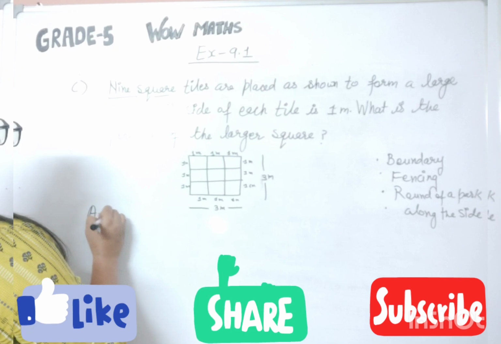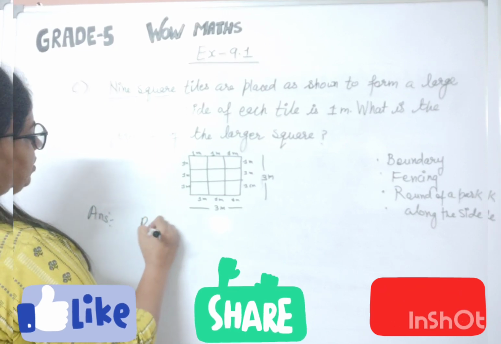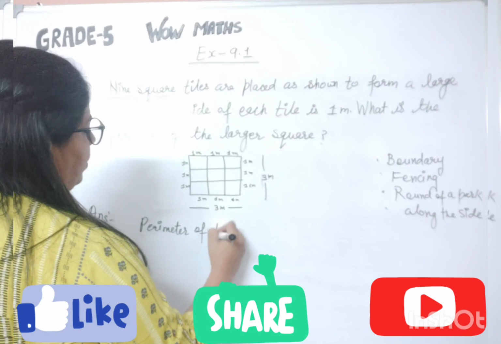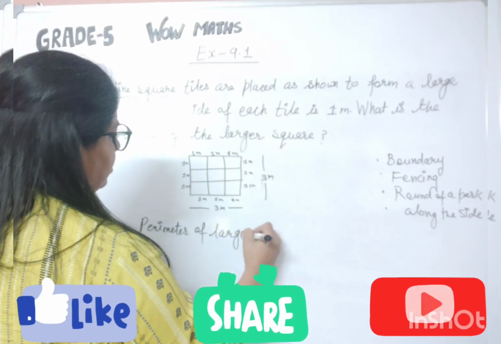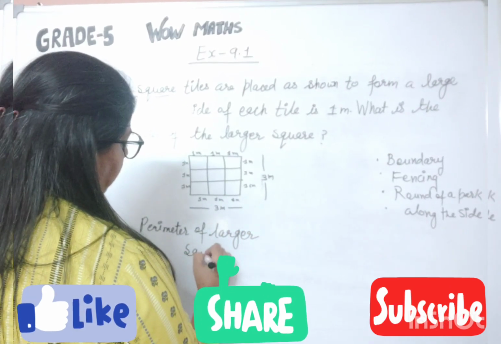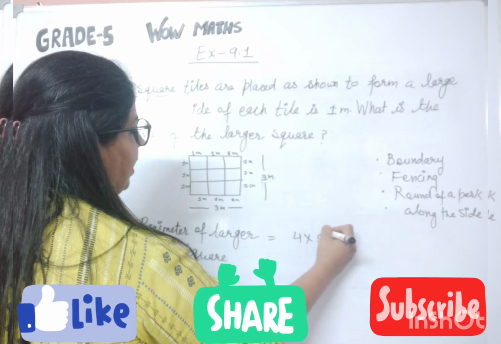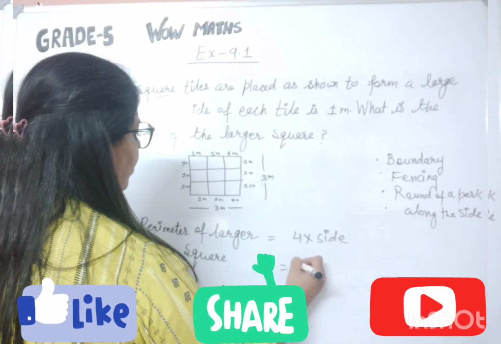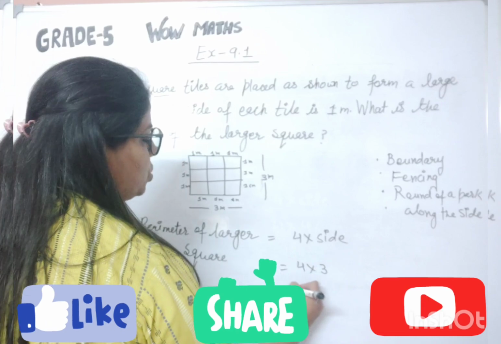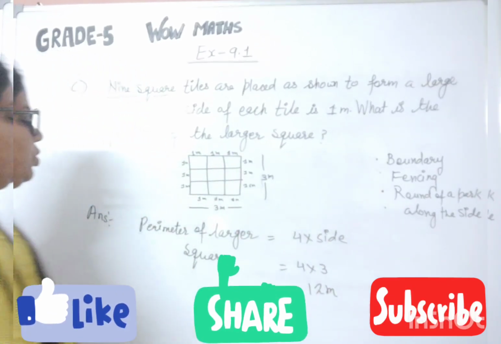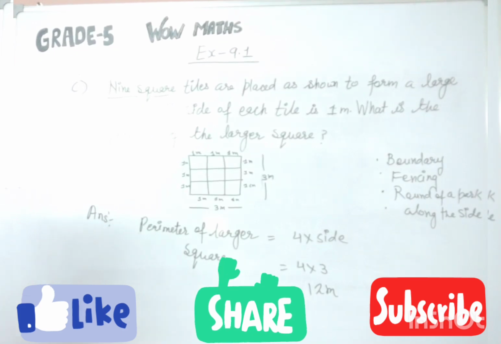So let's start writing. So perimeter of larger square, we know the formula for perimeter, 4 multiply with side. So now here the side is 3, so the perimeter is 4 meter. The perimeter of the larger square is 4 meter.